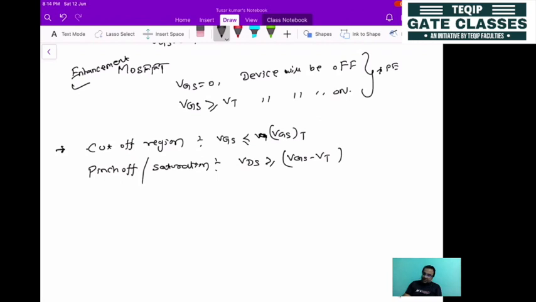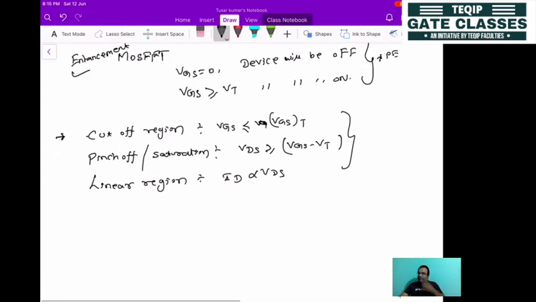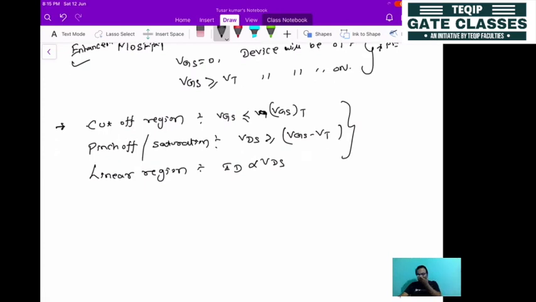Clear? Then the third region is called the linear region. In the linear region, ID is proportional to VDS. So these are the three different operating regions of the MOSFET. Okay. So here we'll be drawing the output characteristics, the drain current versus VDS for different values of the input voltage, that is VGS.